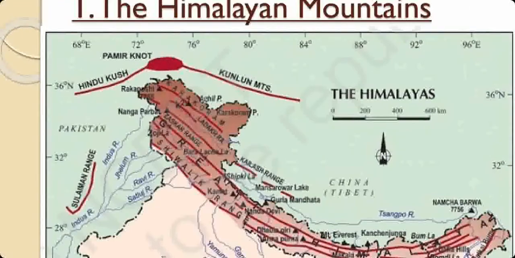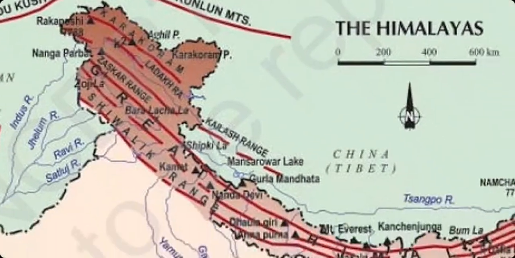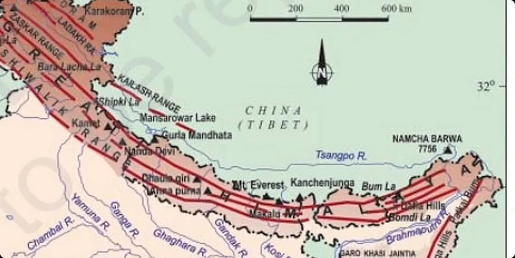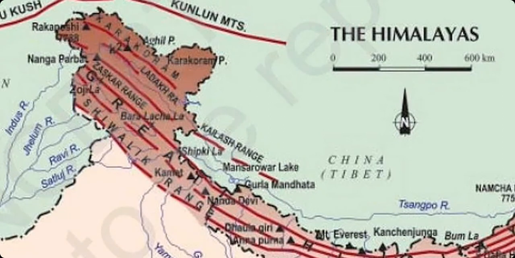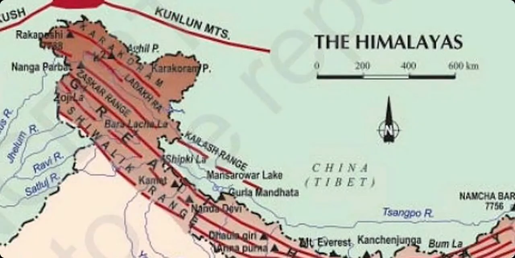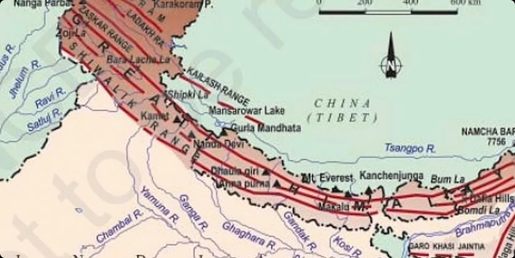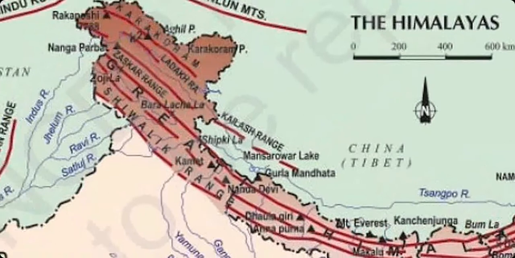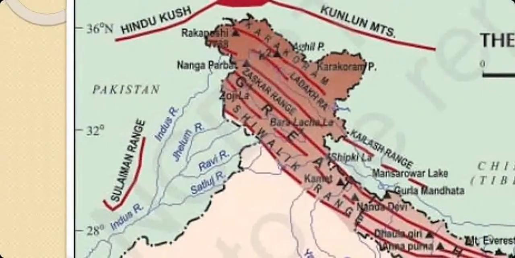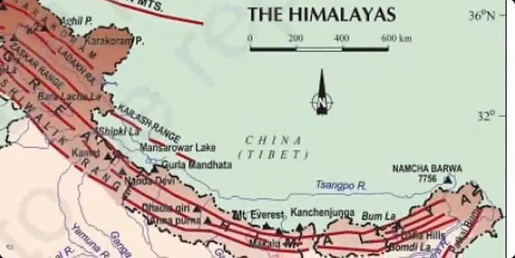Now, these are the chains of mountains. You can see that there's one chain which is continuous, starting from Jammu and Kashmir and going right up to Arunachal Pradesh. This is known as the inner chain. Then we have a chain which is broken in between, known as the lower Himalayas. And finally we have the Shivalik range, which is discontinuous. Outside of India, we have the Hindu Kush, the Kunlun Mountains, and the Suleiman Range, about which you will be studying in standard 11.